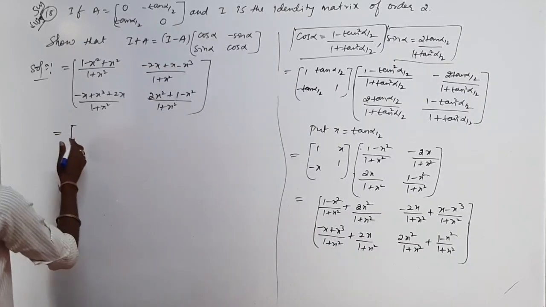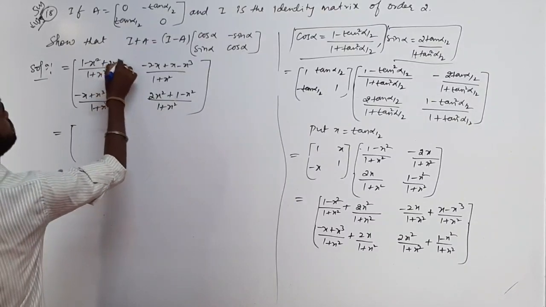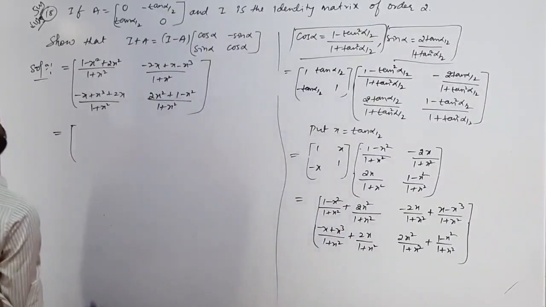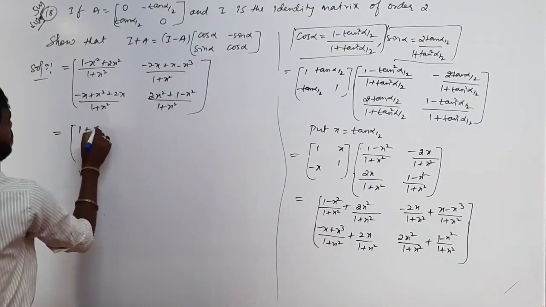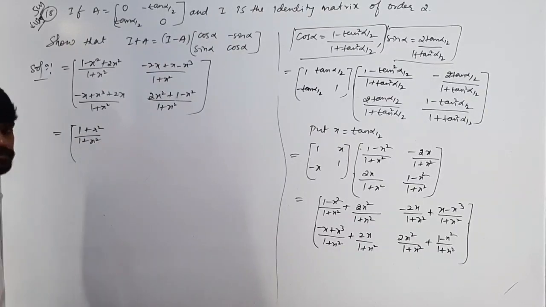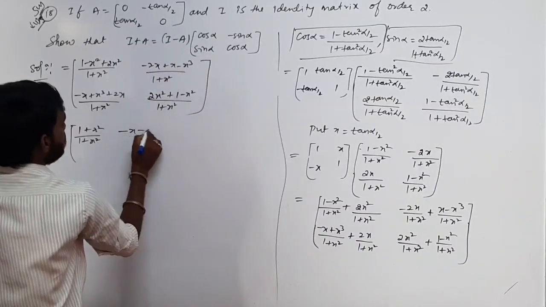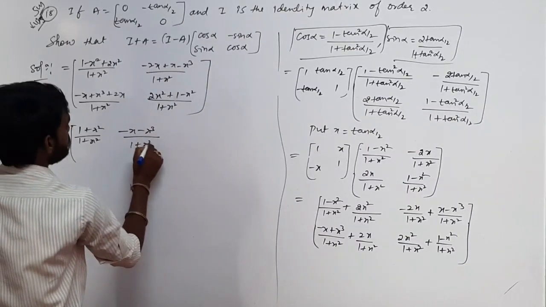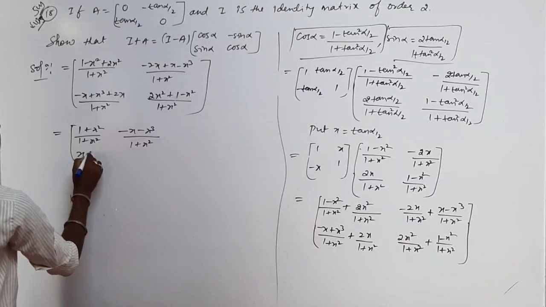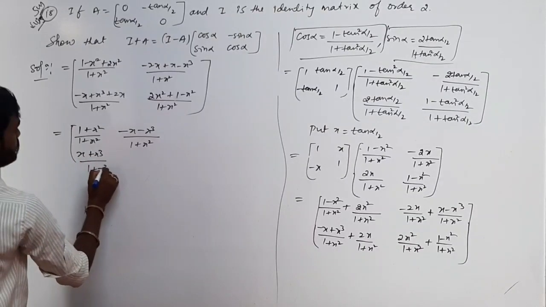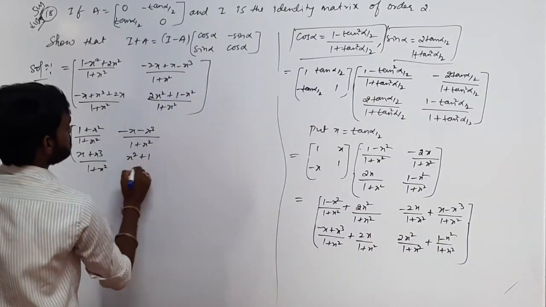so now this is equal to, this will be minus 2x square. 1 minus x square plus 2x square, so we get here 1 as it is. Minus x square plus 2x square is plus x square divided by (1 plus x square) as it is. Next, minus 2x plus x is minus x, minus x cube as it is divided by (1 plus x square). Here x plus 2x, x plus x cube as it is divided by (1 plus x square). Here 2x square minus x square is x square, plus 1 will be as it is divided by (1 plus x square).